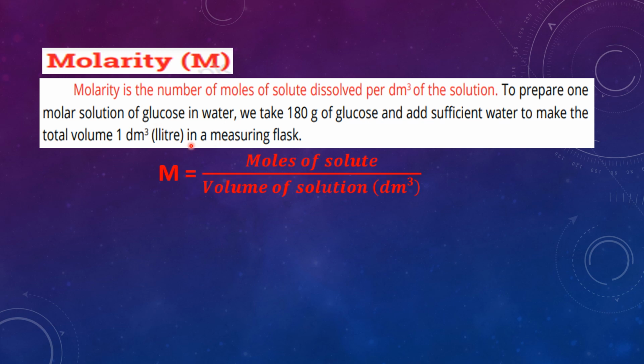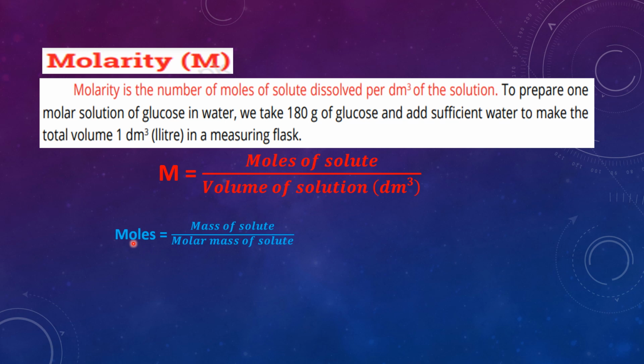As the formula is given to you, molarity is denoted by capital M. It is equal to the moles of the solute dissolved in 1 liter of the solution. And the number of moles is equal to the mass of the solute, which is given in our questions, divided by the molar mass of the solute. When we solve this quantity, it will be equal to the number of moles of the solute.